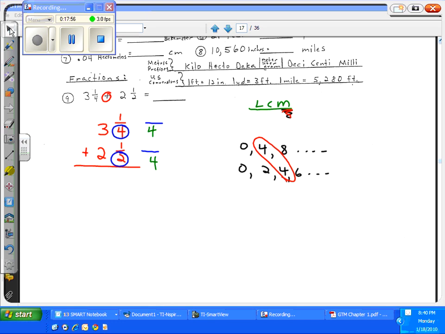Once we know what our common denominator is, we make equivalent fractions. And so we say 4 times what is 4? 1. So 1 times 1 is 1. 2 times what is 4? 2. So 1 times 2 is 2. We make equivalent fractions. And then we add one of those little fourths plus 2 of those little fourths makes 3 of those little fourths. And then we add our whole numbers. 3 plus 2 is 5, and we have 5 and 3/4. Any questions on number 9? Okay.